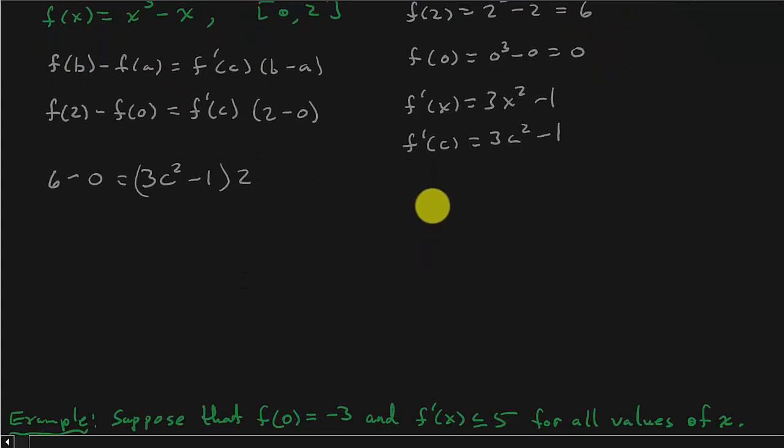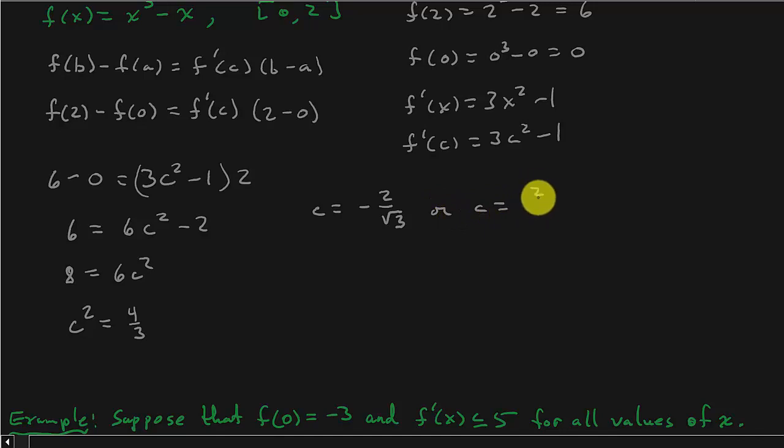All right, so that's going to be 6 is equal to 6c squared minus 2. And so we get 8 equals 6c squared. So we get c squared is equal to 8 over 6, which is 4/3. And so we get c is equal to negative 2 over the square root of 3, or c is equal to positive 2 over the square root of 3.